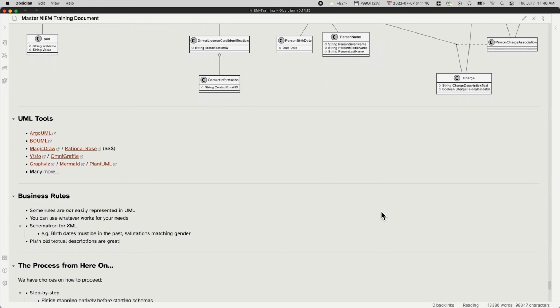So what kind of tools do you want to use for UML? Well, you have a large variety of tools to choose from. There are tons of them out there. UML is a broadly used standard for diagramming different things. So there's tons of tools.